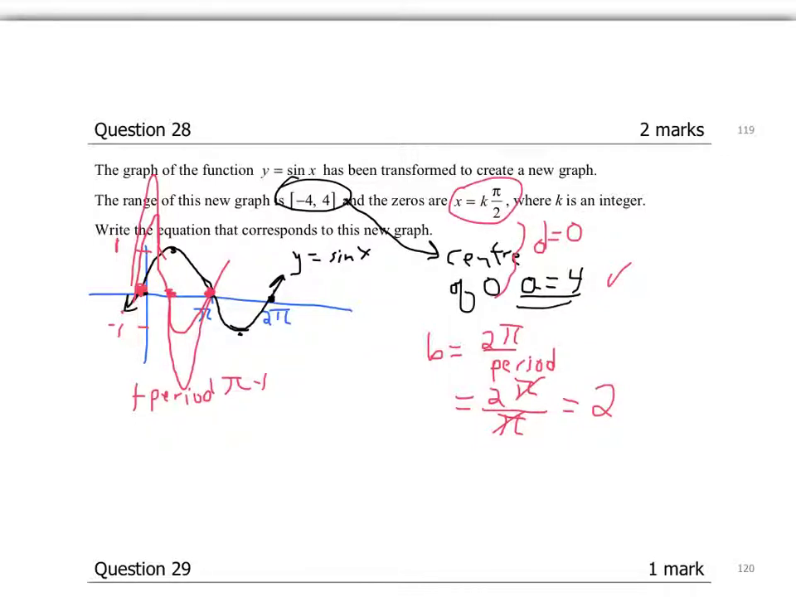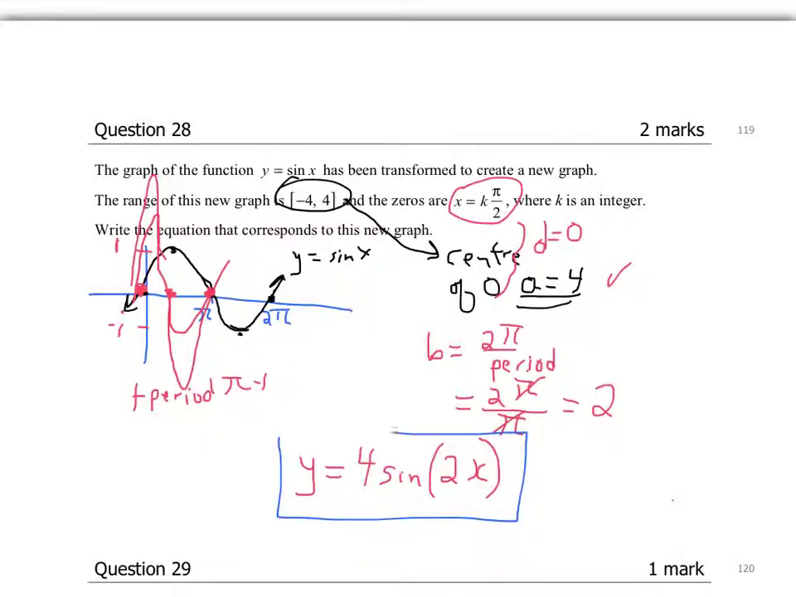So what's my new equation? It's y equals, my new amplitude is 4, I'm still talking about sine, and now I substitute in my value of b, which is 2. My variable is still x. I think that's what we're looking for. So here is my answer.